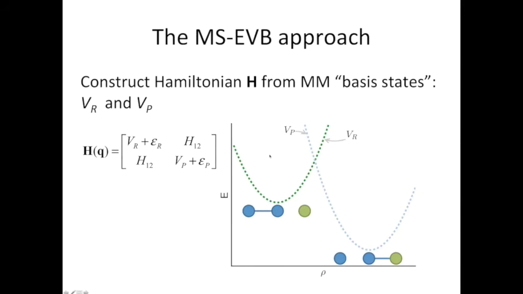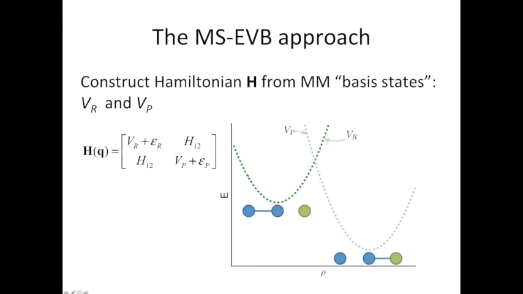The whole idea is that I can construct a reactive Hamiltonian, a little matrix, call it H, from molecular mechanics basis states. I have a basis state which is the potential of my reactant, and a basis state which is the potential of my product. In my little Hamiltonian, I can put the potential of my reactant on one diagonal and the potential of my product on another diagonal.